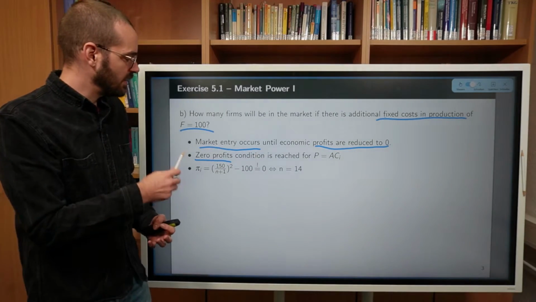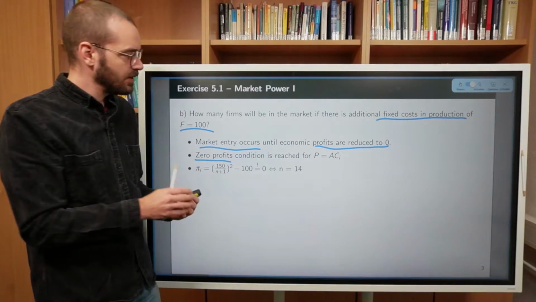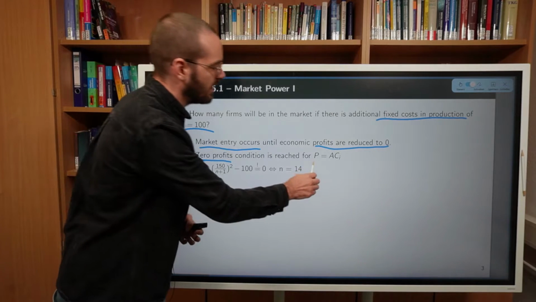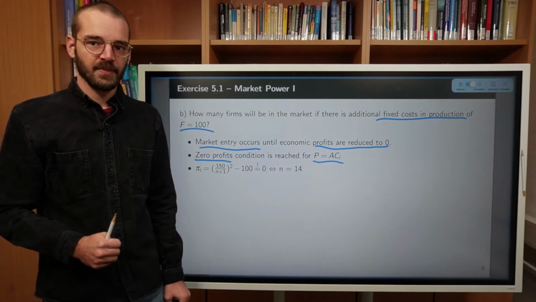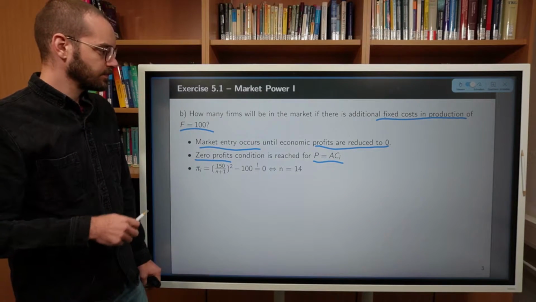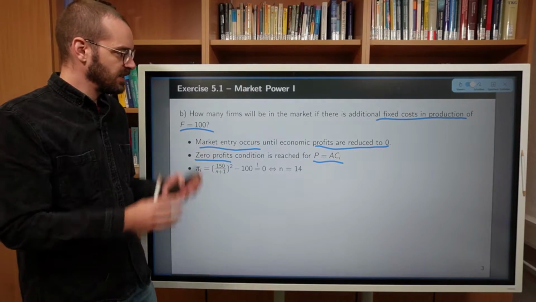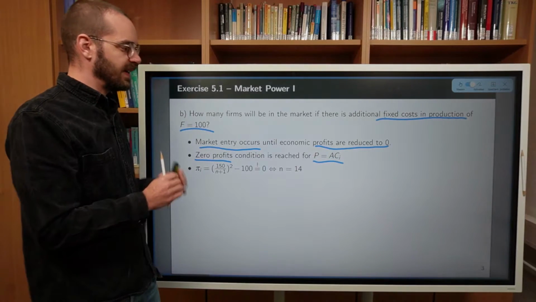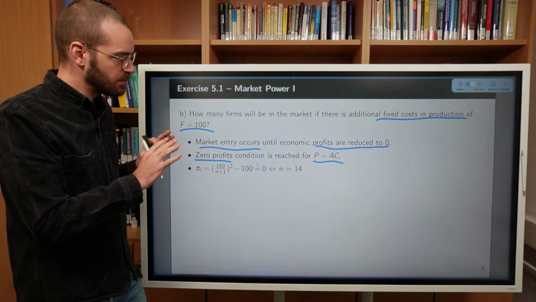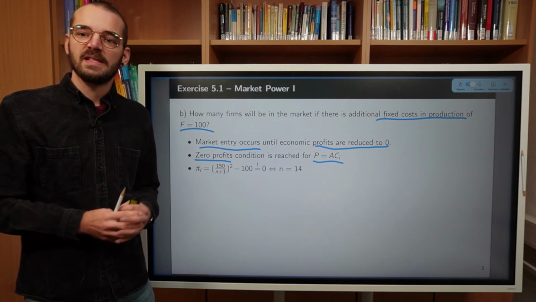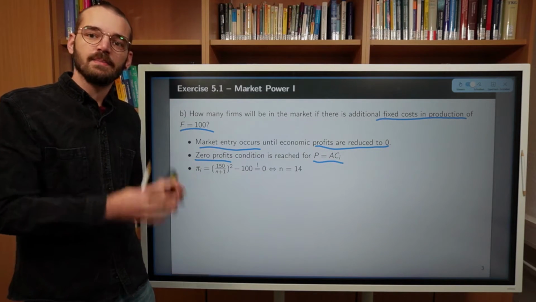In this kind of setting, we know that zero profit is reached if and only if the price equals the average costs of each individual firm. All right? Only then is it the case that the firms make exactly zero profits. And we have spent quite a bit of time in the previous weeks discussing why this must be true.